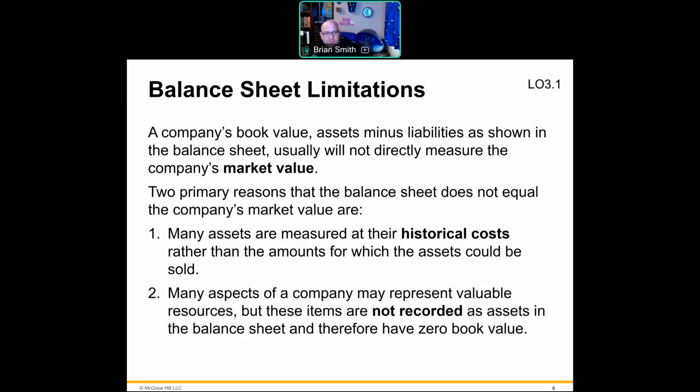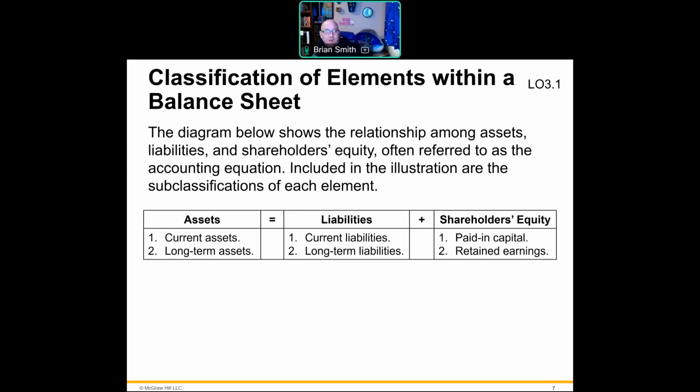There are 2 primary reasons the balance sheet does not equal the company's market value, because we record things at historical cost, and sometimes we have assets that aren't recorded because they have a 0 book value, but they have some fair market value. For example, I could have a building that I've owned for 100 years, in downtown New York, worth millions of dollars, but I've already depreciated it all. So I have it on my books as 0, but my fair market value is a lot higher.